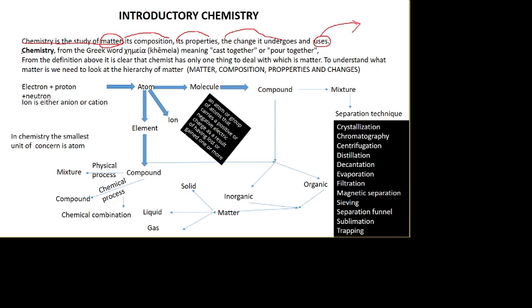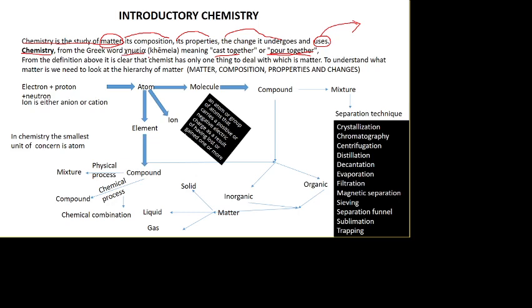Now, if you look at the word chemistry, you will see that it comes from the word chemia. Chemia, meaning cast together, pour together. The meaning of this is that your assignment as a chemist is to mix things together. You are mixing chemicals, in short.